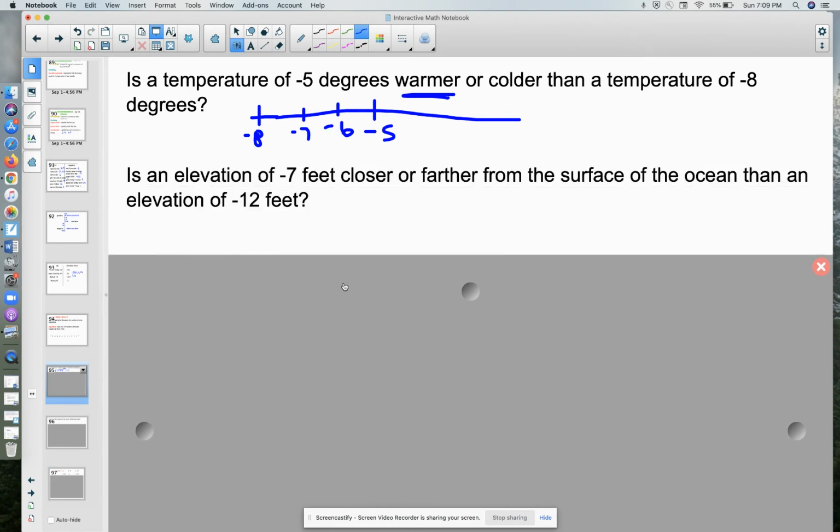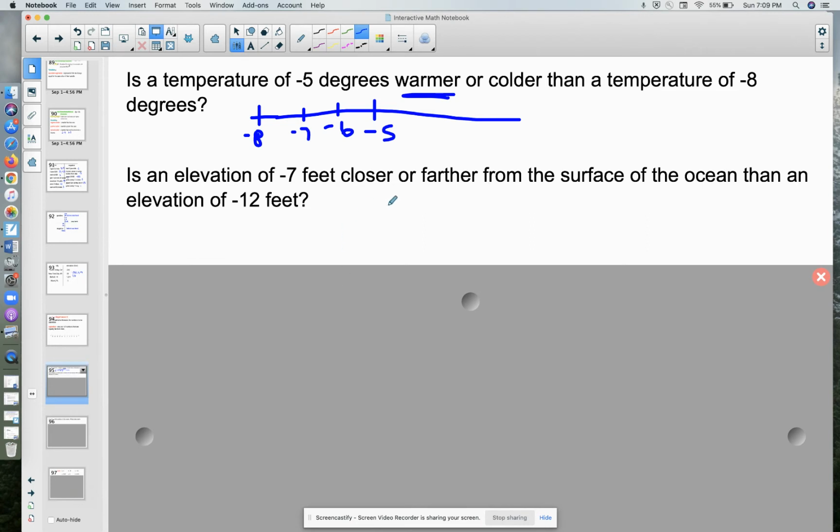Is an elevation of negative 7 feet closer or farther from the surface of the ocean than an elevation of negative 12 feet? Okay, so if this is a surface level, okay, this is a surface level right here. And then this is the bottom of the ocean, right over here. That's the bottom. So then let's say this is negative 10, negative 20, and negative 30. Okay, sorry, that's a bad drawing.